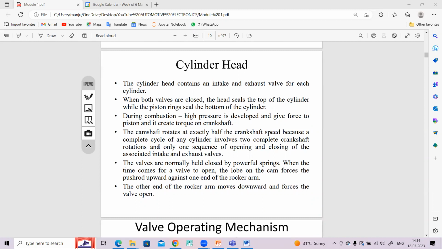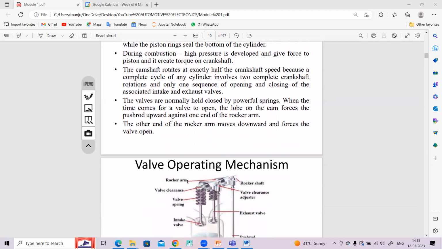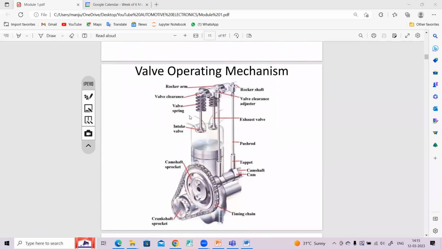Okay, then usually we see that the valves are normally closed by springs, and when the time comes to open, the lobe itself comes with force and pushes upward against one end to move the crank so that the wheel starts rotating. Okay, so now if you see the valve operation mechanism, as I told, the valve and shaft are interconnected.